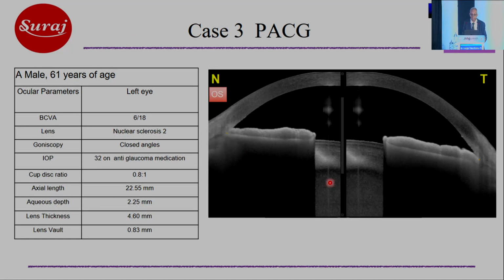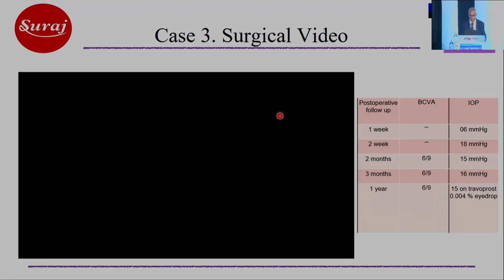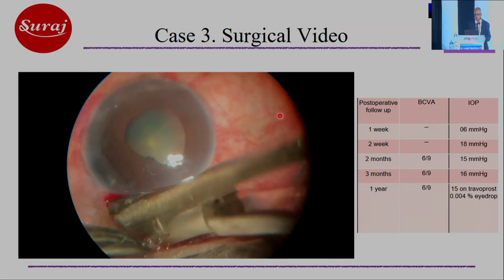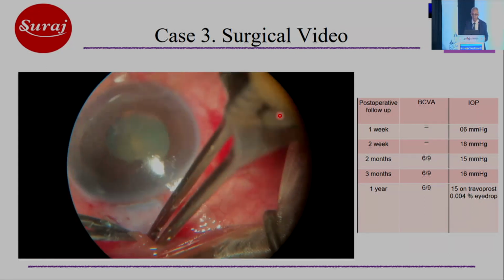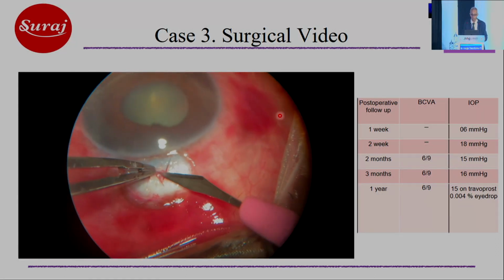And this is another case, and you can see that you had a lens vault of 0.83, intraocular pressure of 32 millimeters on glaucoma medication. He had a cup disc ratio of 0.8. The angles were completely zipped closed, and the disc was completely or almost completely cupped. And you can see the ganglion cell layer, and you can see the thinning of the retinal nerve fiber layer here. And this is a patient that we did combined surgery, and the pupils had the posterior synechia, and you can see what we do for such patients.